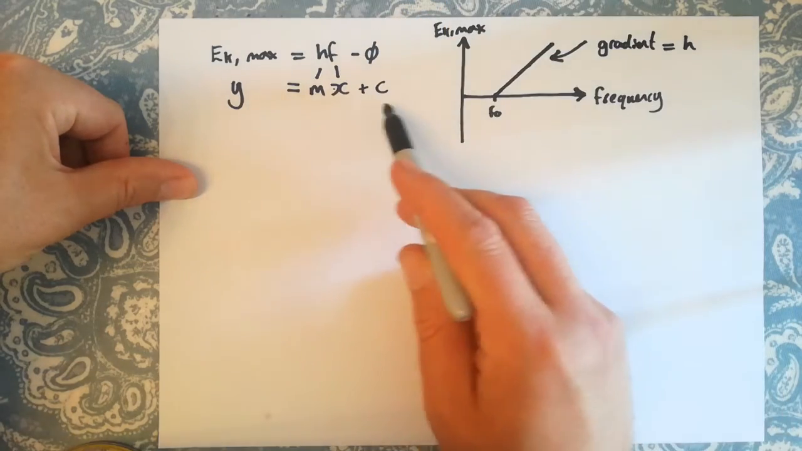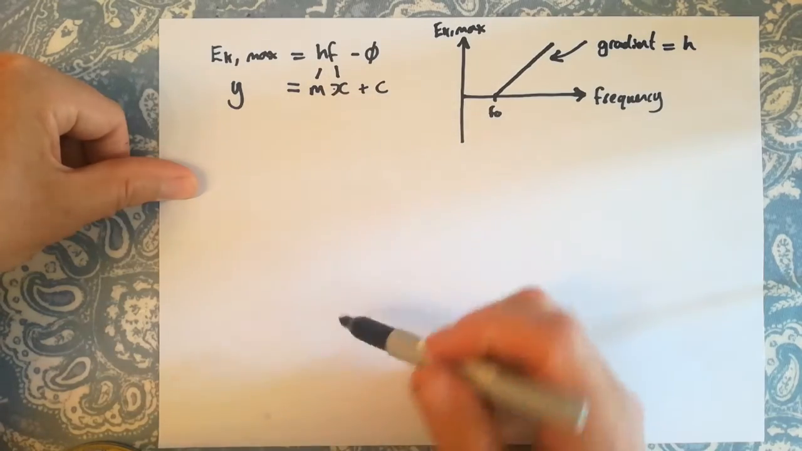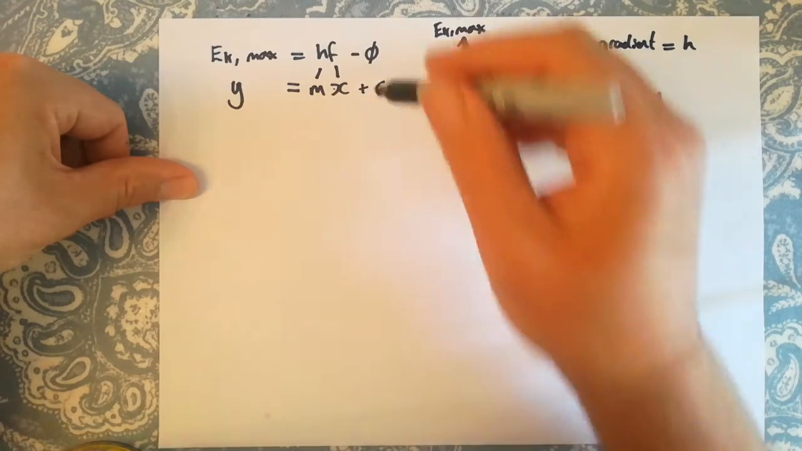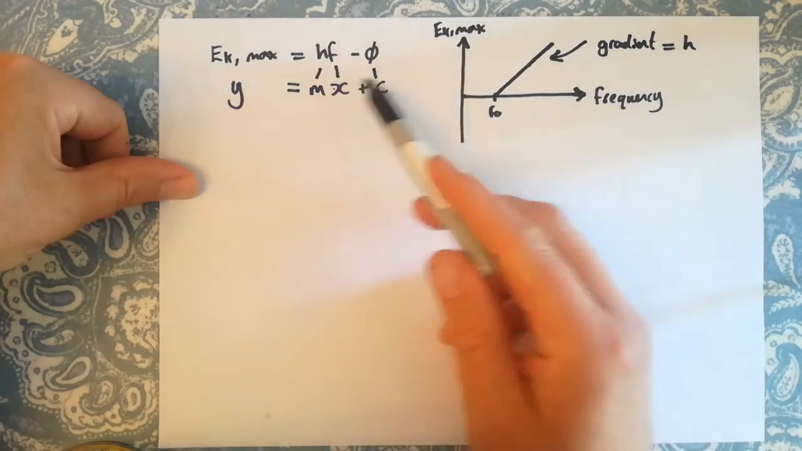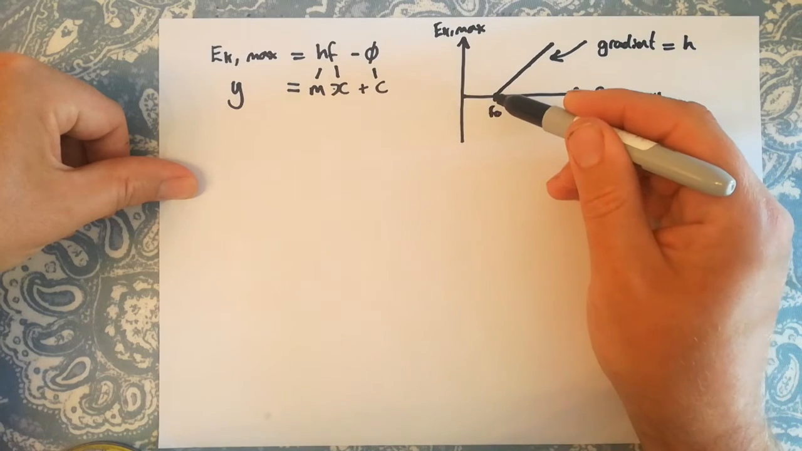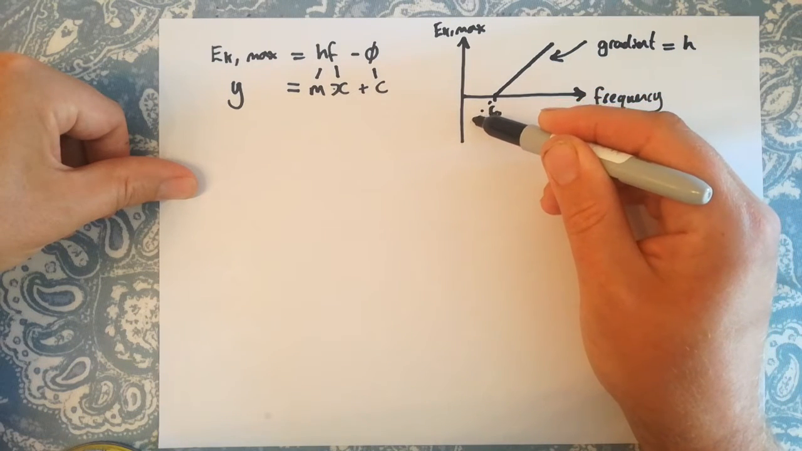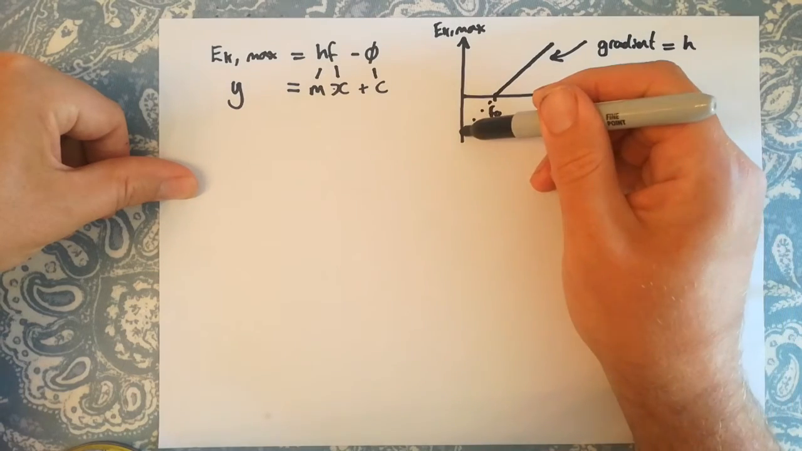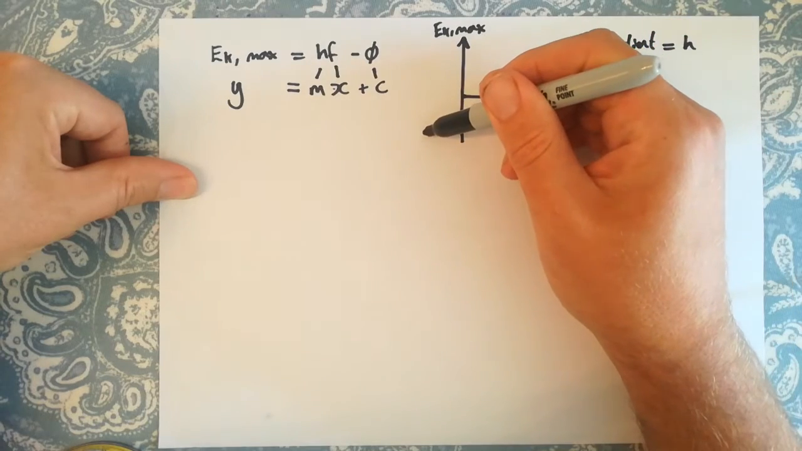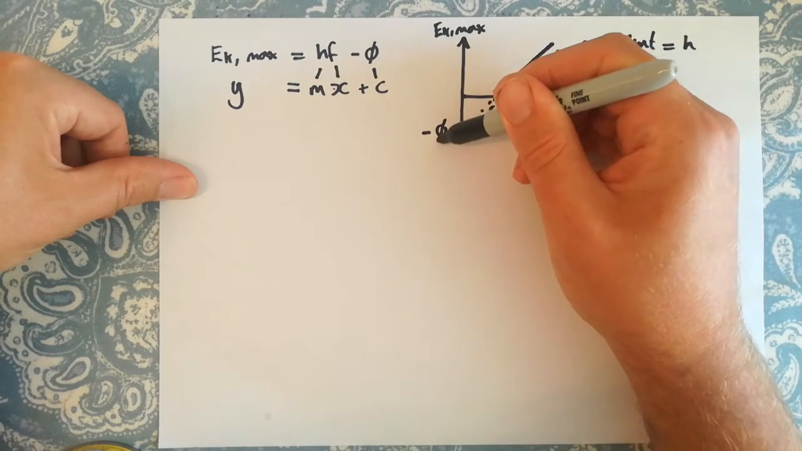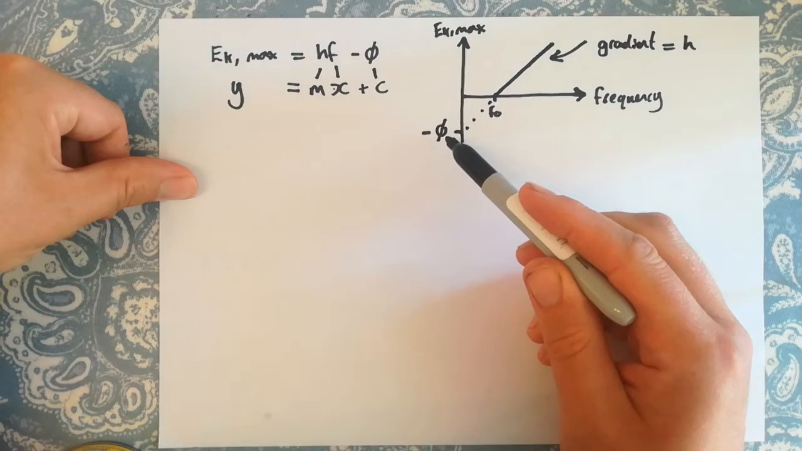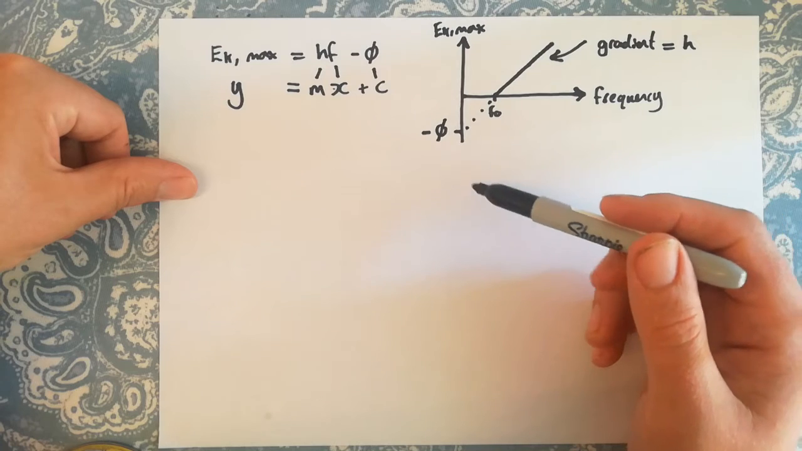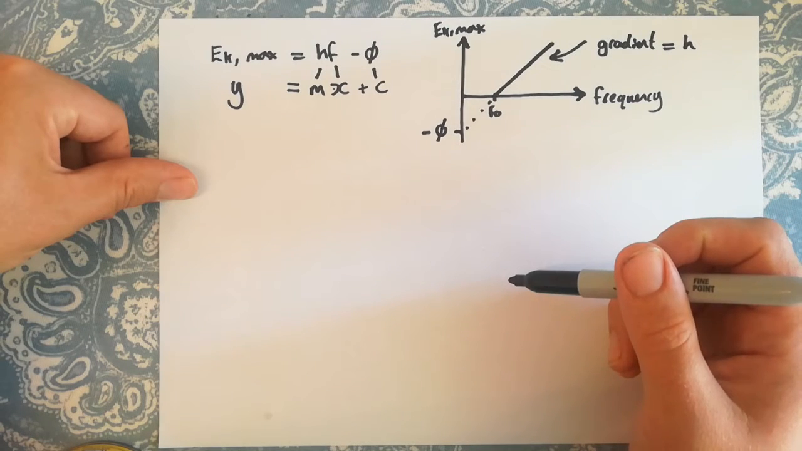If we look at the constant value in our equation for a straight line, which remember is the value of the y-axis intercept, we can see that constant is equal to minus the work function. So if we extend this line down to where it would intercept the y-axis, we can put that value there of minus the work function. Remember, this scale is a scale of energy, and work function is an amount of energy.